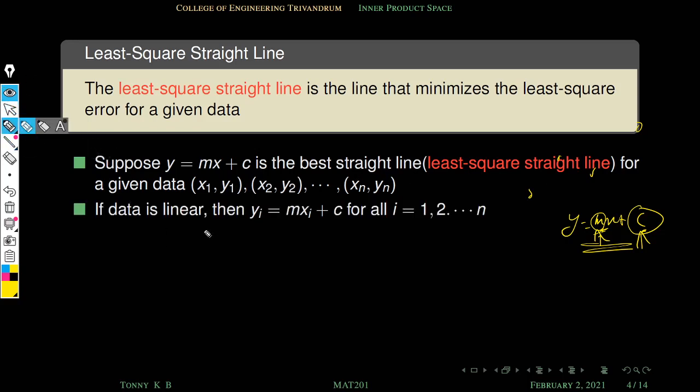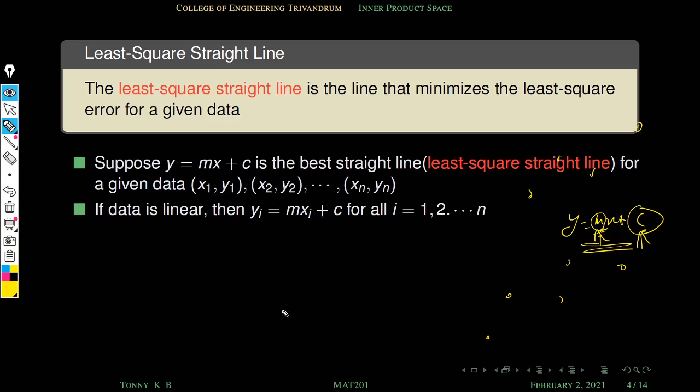Okay, suppose the data is linear. Suppose our data is like this, then it is clear that our data is non-linear. If data is linear, then all the data belongs to a straight line.